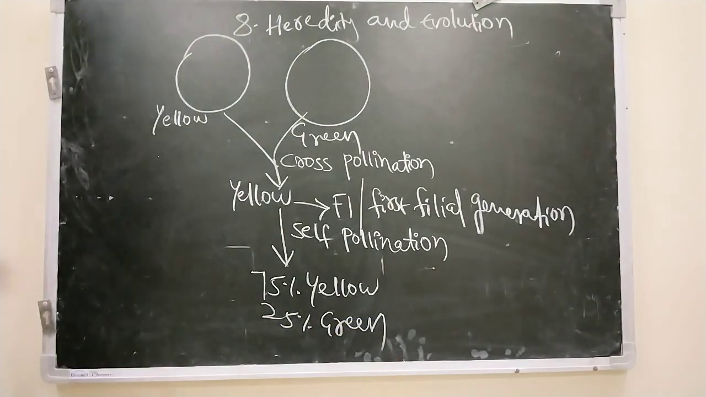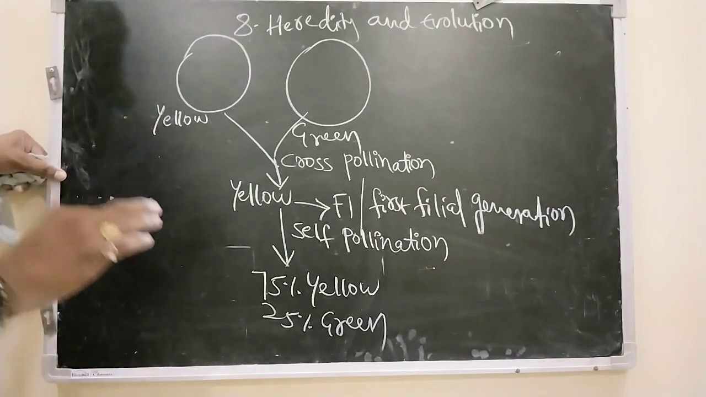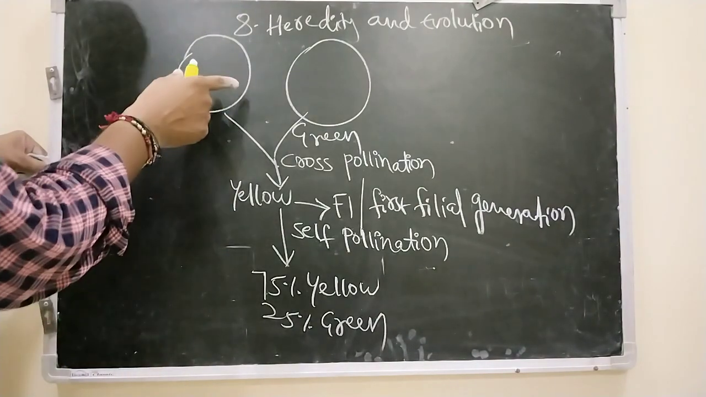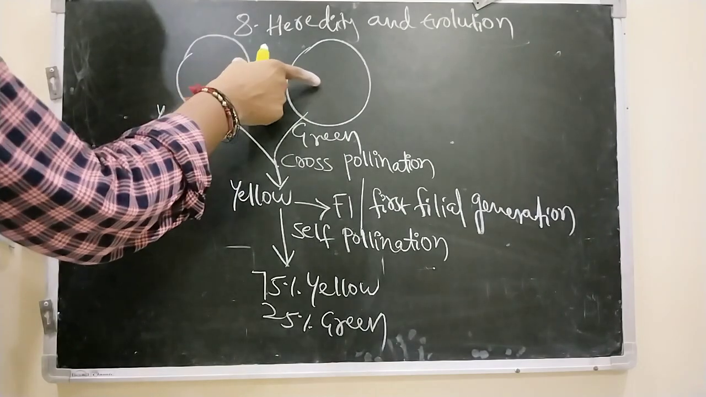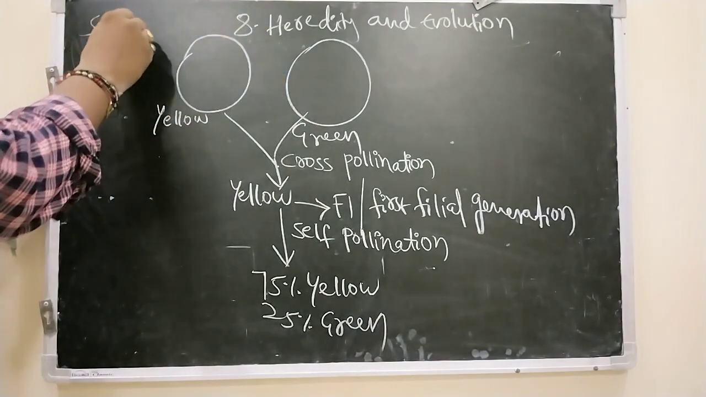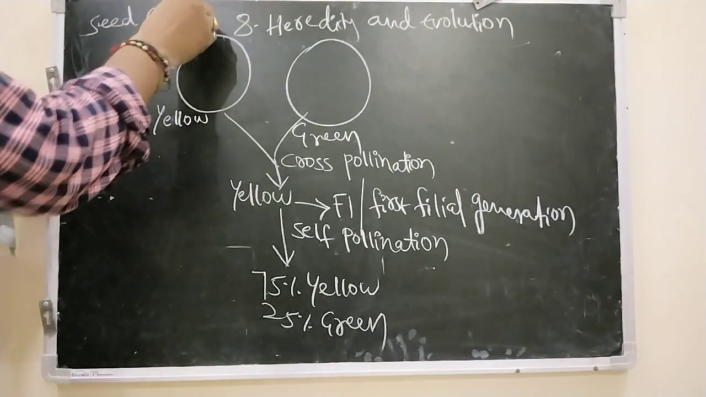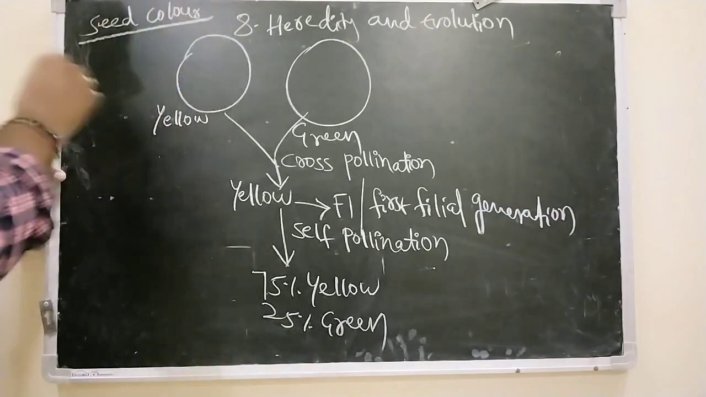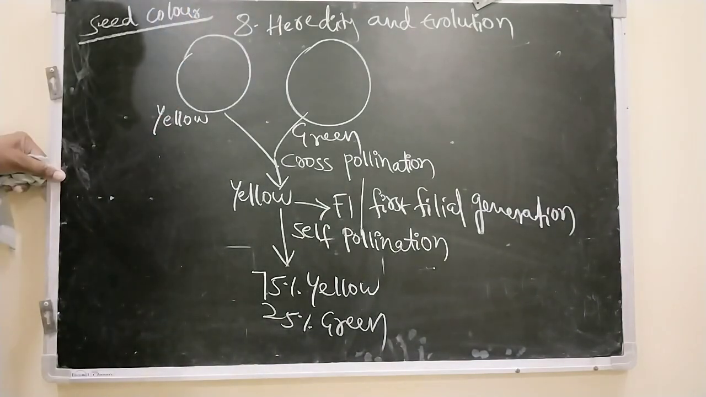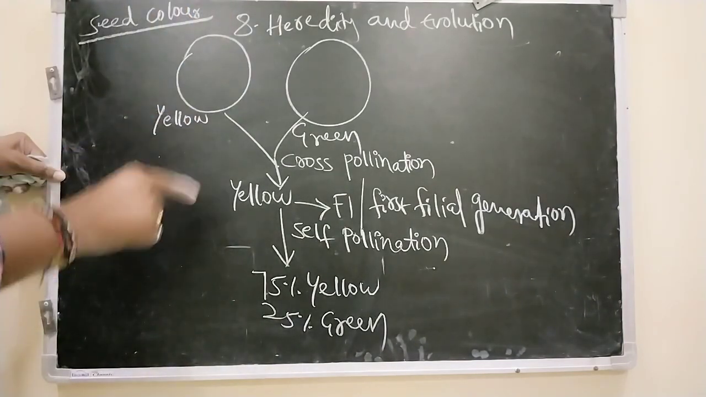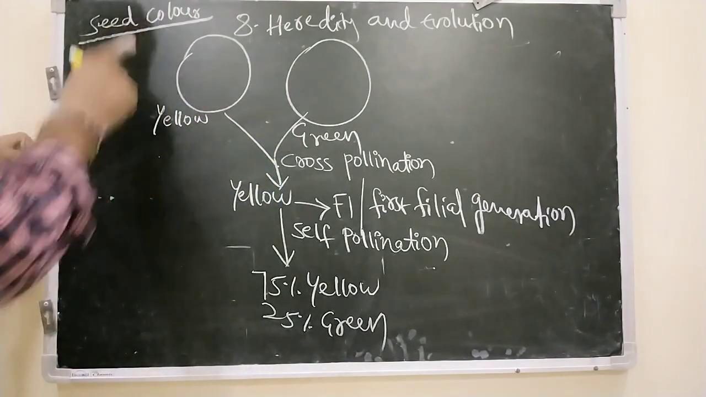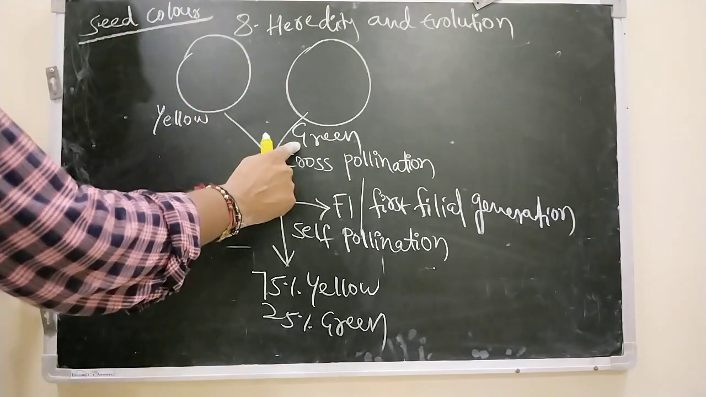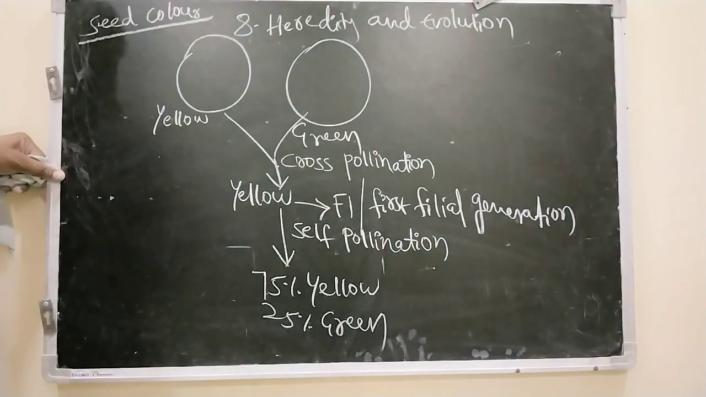So Mendel is saying, what topic are we discussing? About which character? Seed shape. Sorry, seed color. We are discussing seed color. So color is the character. And how many traits are there for a character? 2 traits are there, right? So here color has 2 traits. One is the yellow color, another one is the green color.